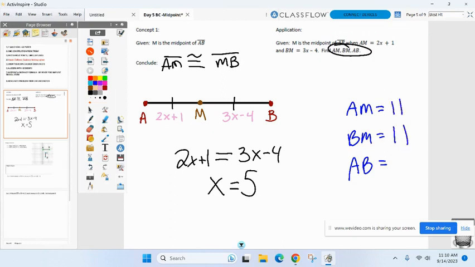Oh, shocker. We could have predicted that at the beginning because we were told M is the midpoint, so each side must have been equal. I'm not even going to ask the whole thing. 22.